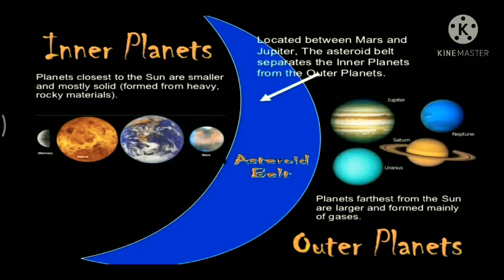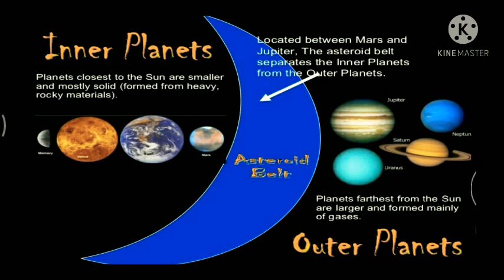Now, in between Mars and Jupiter lies the asteroid belt. This asteroid belt is located between Mars and Jupiter, and it separates the inner planets from the outer planets.